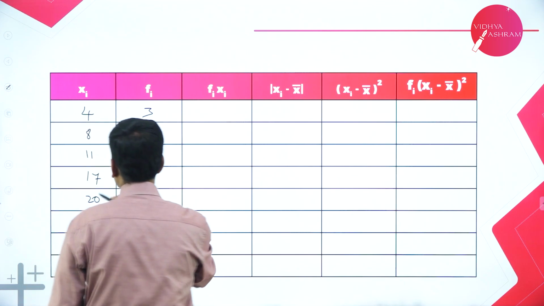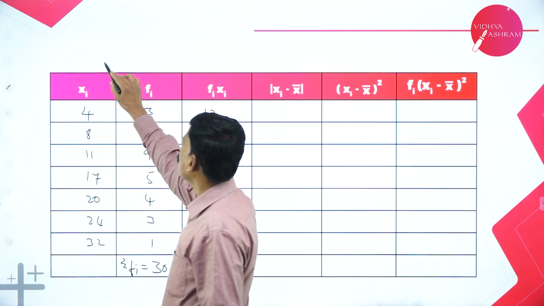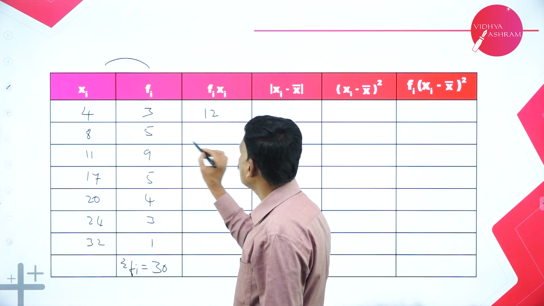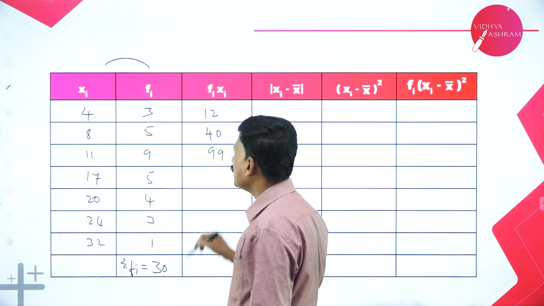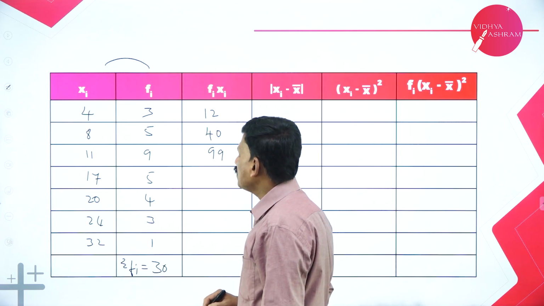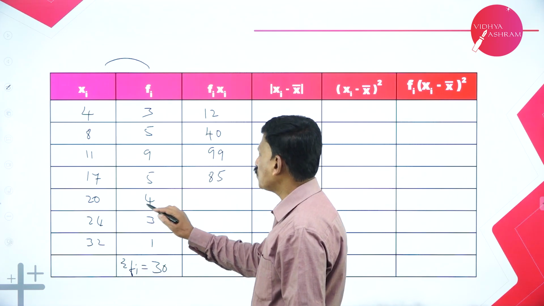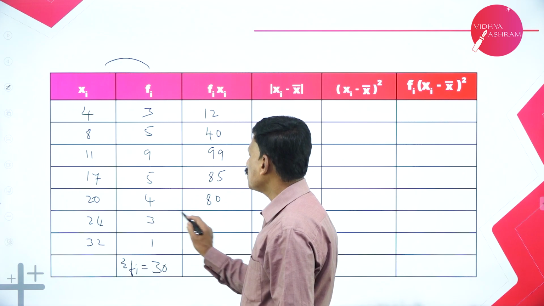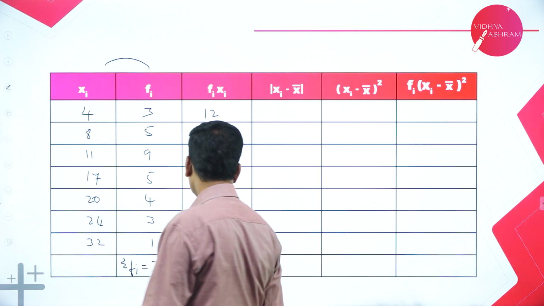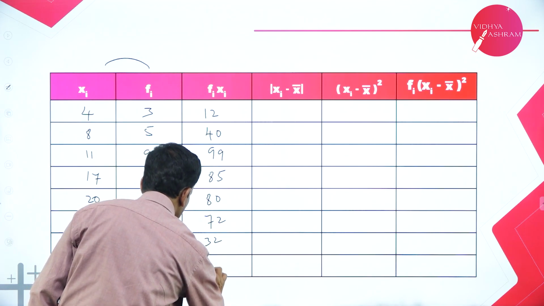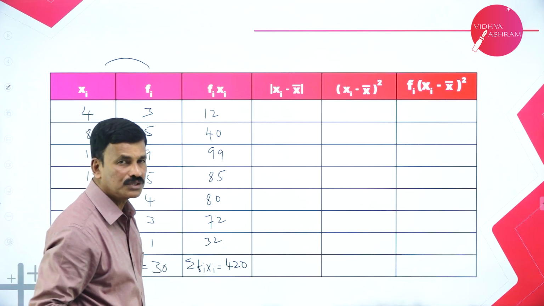Now multiply these two, fi into xi. 4 3s are 12, 5 8s are 40. Again 11 9s are 99. Again 17 5s are 85. Right. Again 20 into 4 is 80. 24 into 3 is 72. 32 into 1 is 32. Now add this. So if you add this, sigma fi xi is equal to 420. You will get 420. Okay.